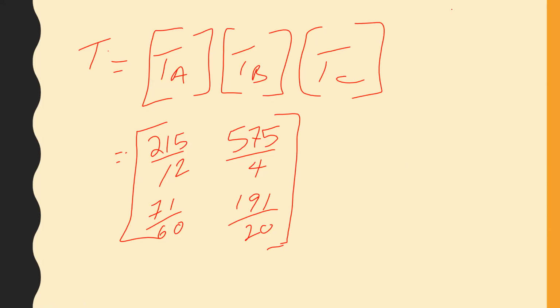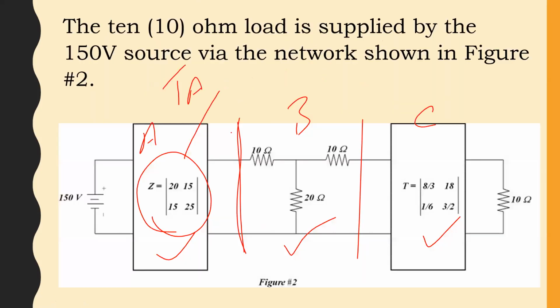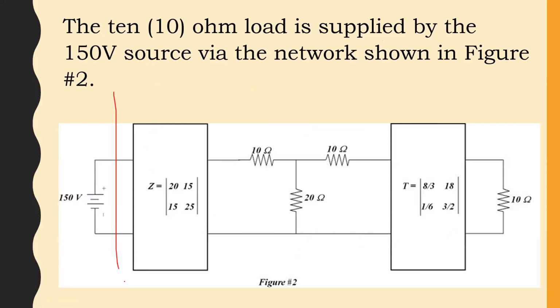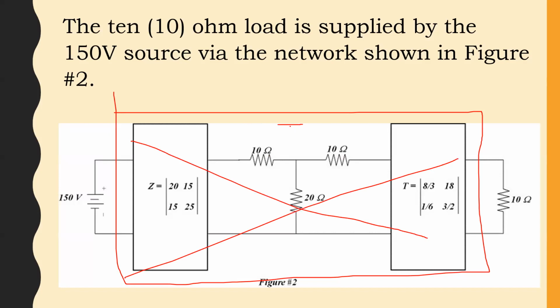So we have these as our transmission parameters for the combined network. If we just clear this here, for all of this, the parameters we just calculated, we can now ignore all of that and put in our T parameters, which is a combination of all three.